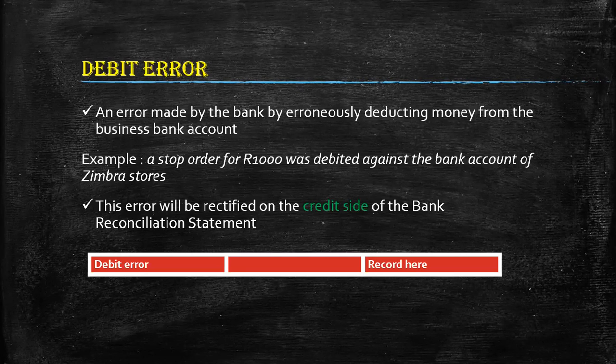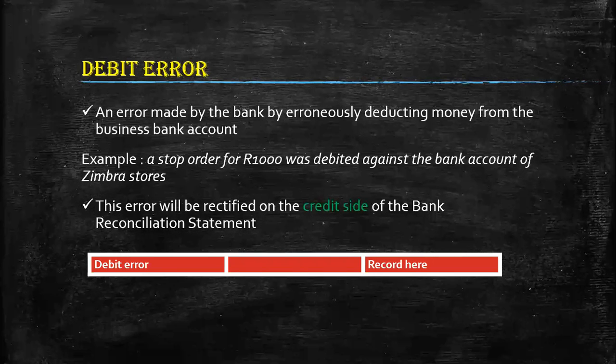So if it's a debit error, it means money was deducted. To rectify this error, an entry will be made on the credit side of the bank reconciliation statement. Why credit side? Because equity increases on the credit side, and money should be refunded to the business.